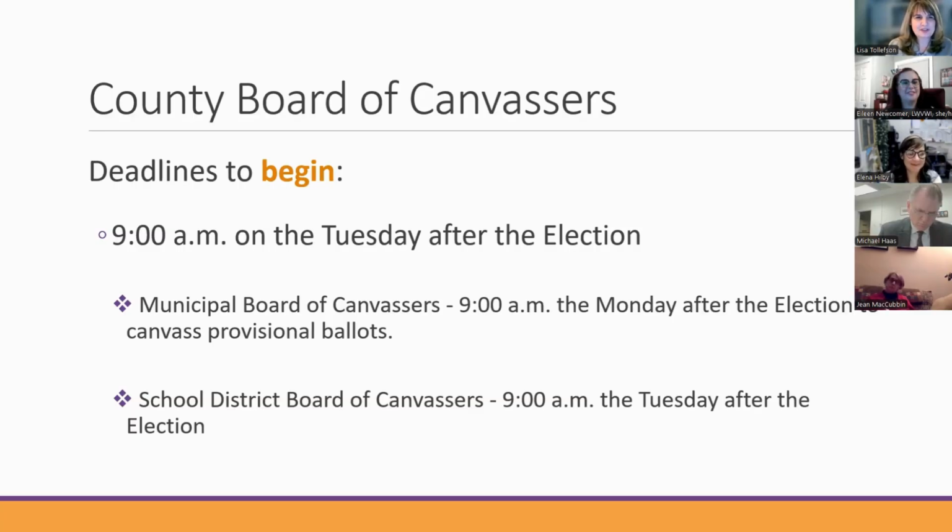The Municipal Board of Canvassers, they can start at 9 a.m. on Monday after the election to canvass those last provisional ballots. Most of my municipalities have done it before then. If they happen to start at 9 o'clock on Monday and I've already started the county canvass, we actually bump that municipality to the end so they have time to finish and get that data to us. Again, the school districts, they must start by 9 a.m. on Tuesday after the election. Most of my school districts will start early because they can, but I will warn them if there's provisionals out there so they know that they might want to wait until those provisionals are reconciled or canvassed.